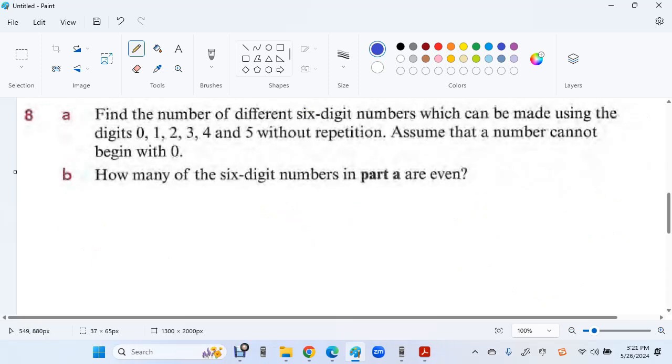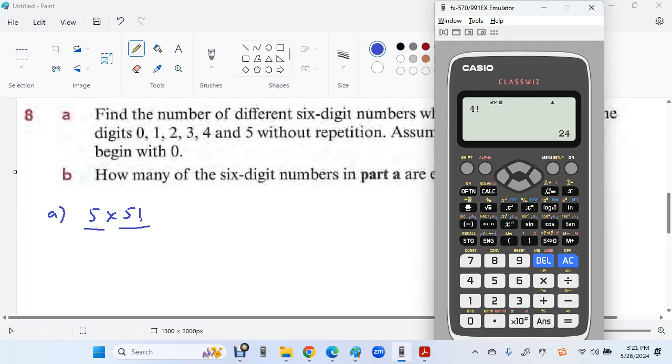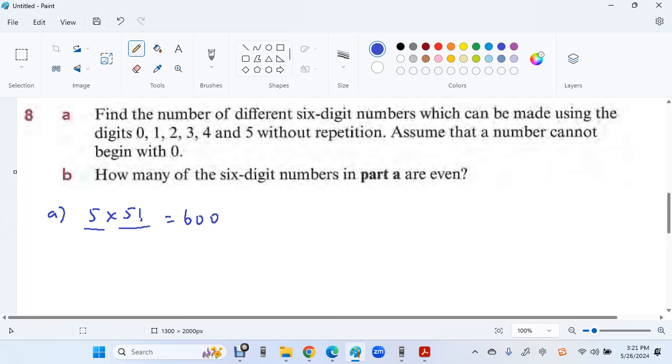Find the number of different 6-digit numbers which can be made using the digits 0 until 5 without repetition, cannot begin with 0. So we have 5, then we have 5 factorial, 5 times 5 factorial, so it is 600.